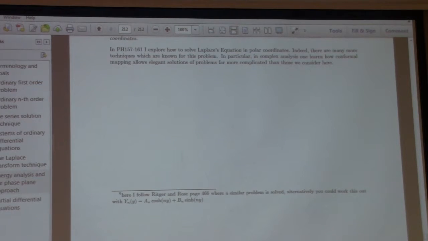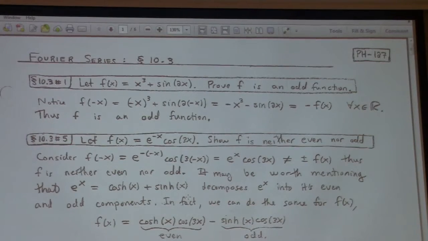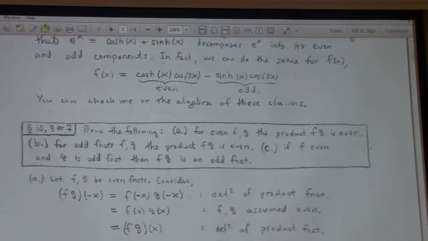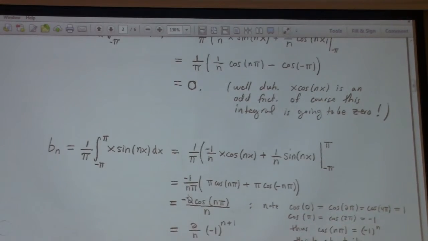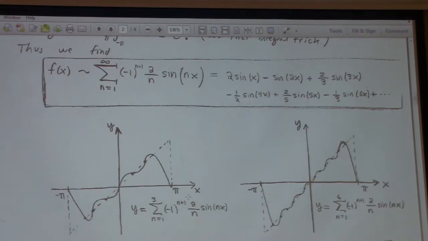What else do we have here? I'm almost done with this bit. I do have some PDFs posted with Fourier calculations. Let me see if I have one here. Yeah, here's a good example.